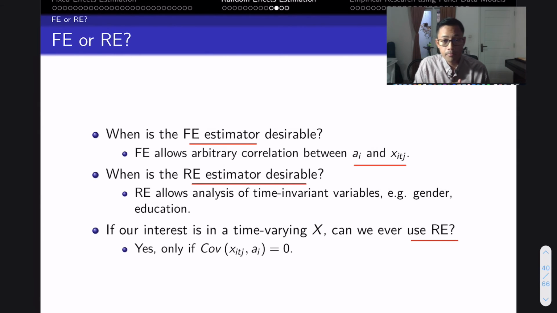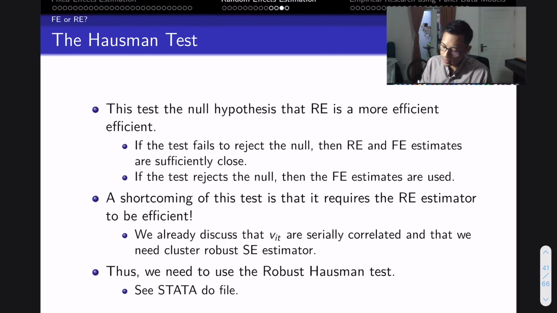Now, given your read of the literature and your discussions with colleagues in the past, you may encounter the Hausman test. Basically, the Hausman test tells you the null hypothesis that the random effect is a more efficient estimator in this case. If the test fails to reject the null, then the random effect and the fixed effect are sufficiently close to each other. And if the test rejects the null, then the fixed effects estimates are used.